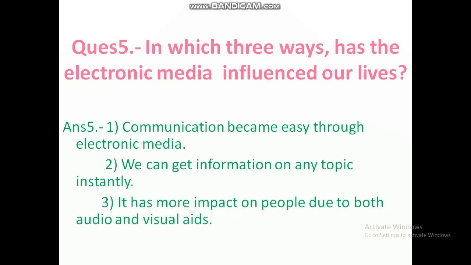Next question is question number 5. In which 3 ways has the electronic media influenced our lives? And answer is, first point, communication became easy through electronic media. Next point, we can get information on any topic instantly. And third point is, it has more impact on people due to both audio and visual aids.